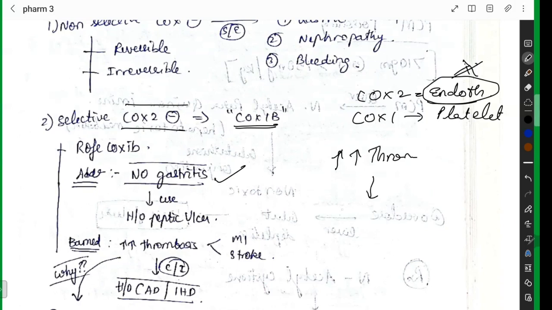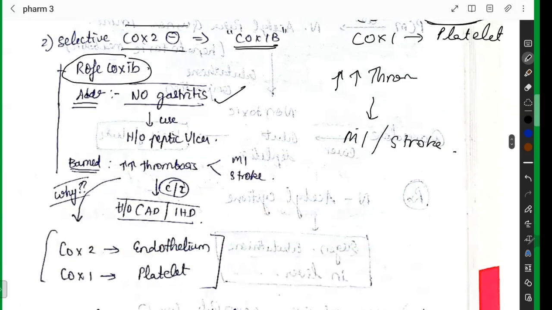When there is a thrombosis, it leads to MI and stroke. That is the reason why this is banned. Now, this COXIB, Rofecoxib, is banned nowadays. It is not given, especially in people with CAD and IHD.